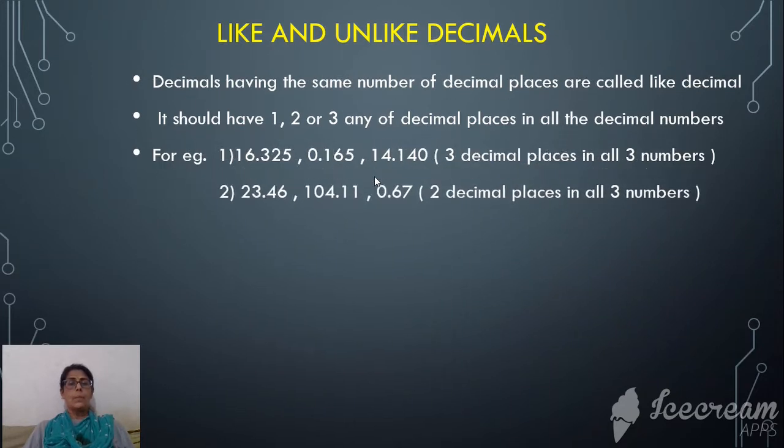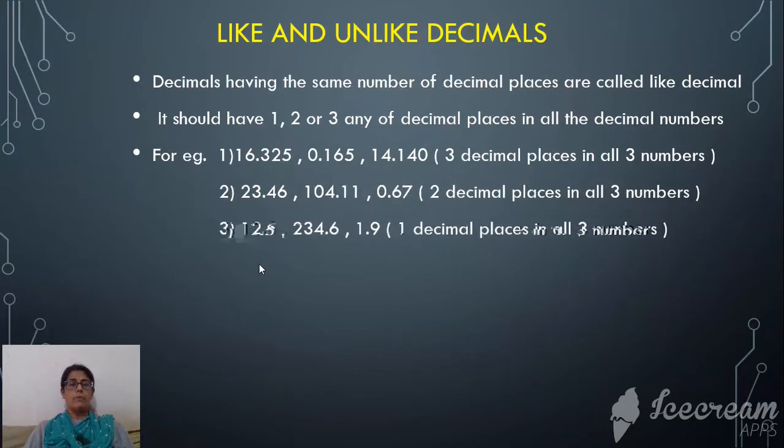One another example, if we check 23.46, 104.11 and 0.67. Here also you might have observed that after the decimal all the numbers have 2 decimal places, right? So 2 decimal places in all 3 numbers. So these are also known as like decimals. Understand? One another example we will check here.